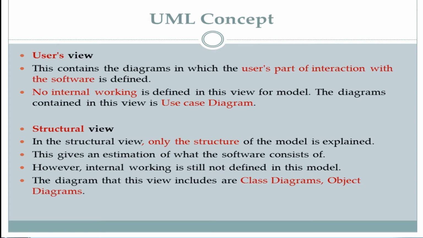Second view is structural view. In the structural view, only the structure of the model is expressed. Structural view gives an estimation of what the software consists of. However, internal working is also not defined in this model. The diagrams that this view includes are class diagram and object diagram.